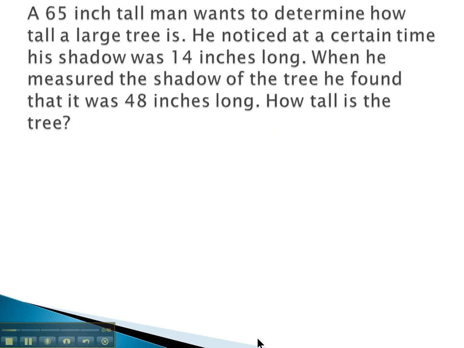For example, a man who's 65 inches tall wants to know how tall a large tree is. He notices at a certain time his shadow is 14 inches long, and he measures the shadow of the tree. It's 48 inches long. We want to find out how tall this tree is.